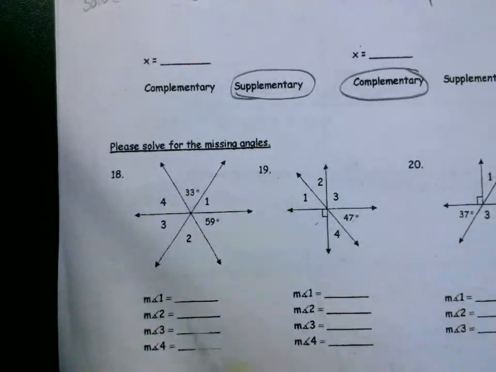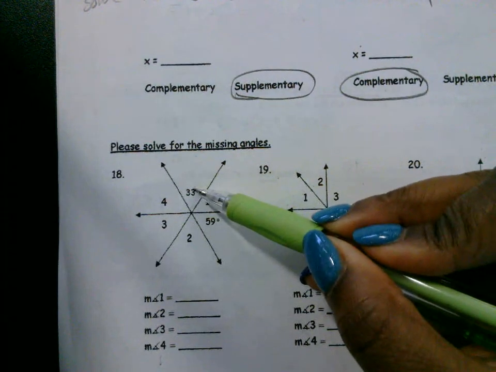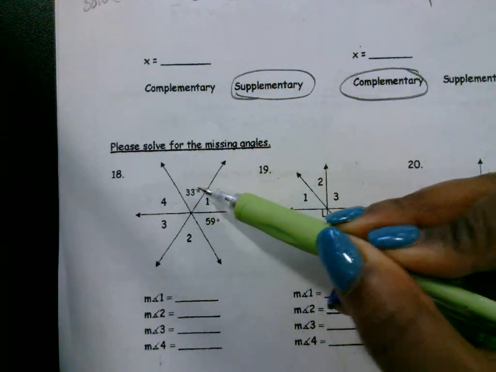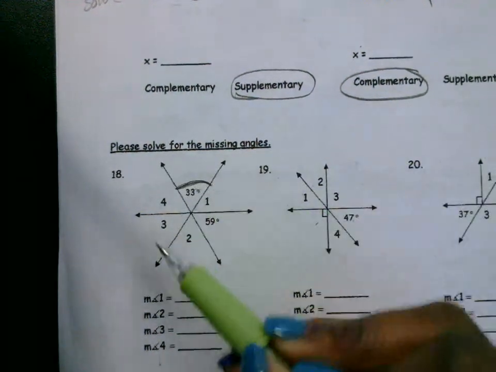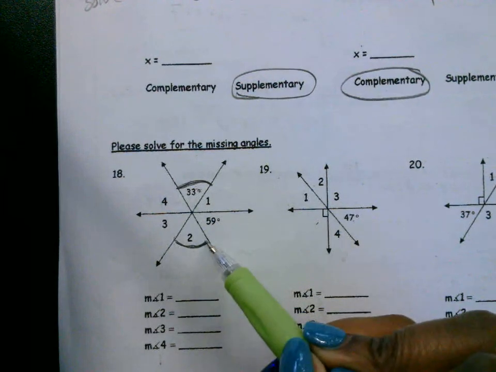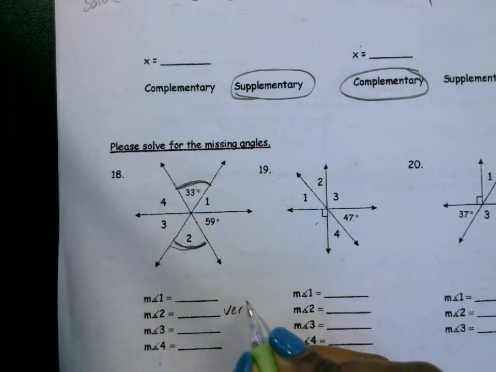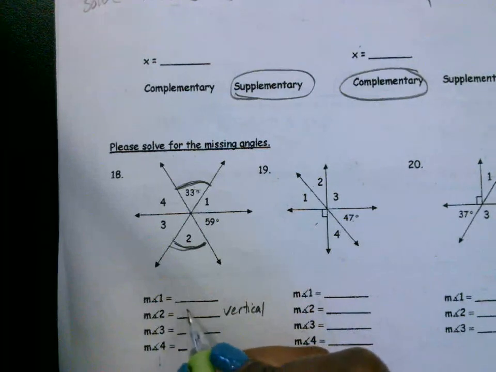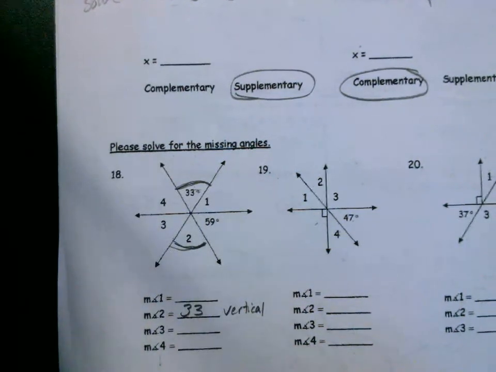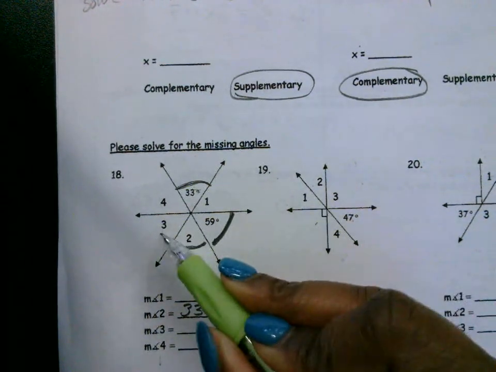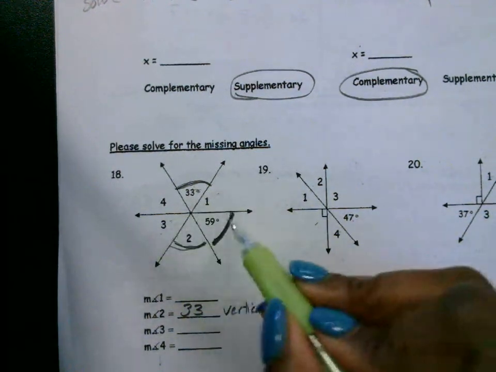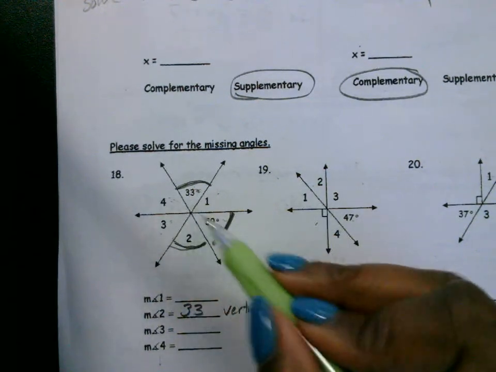Number 18, you have to find the measurement of each of these angles. Okay? So this is 33. What else is going to be 33 besides this angle? Angle 2 is 33 degrees because they are vertical. 59. Okay, what else is 59 degrees? No, not 3. 3 and 4. 4 is 59 degrees.